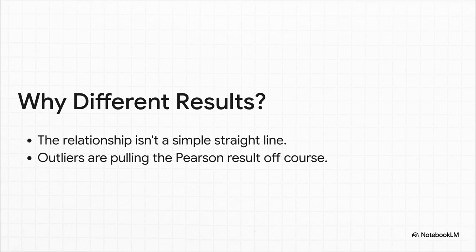It's not a mistake. It's a massive clue. It's your data telling you that either the real relationship isn't a simple straight line, or that a few extreme data points, those outliers, are dragging the Pearson result completely off course.